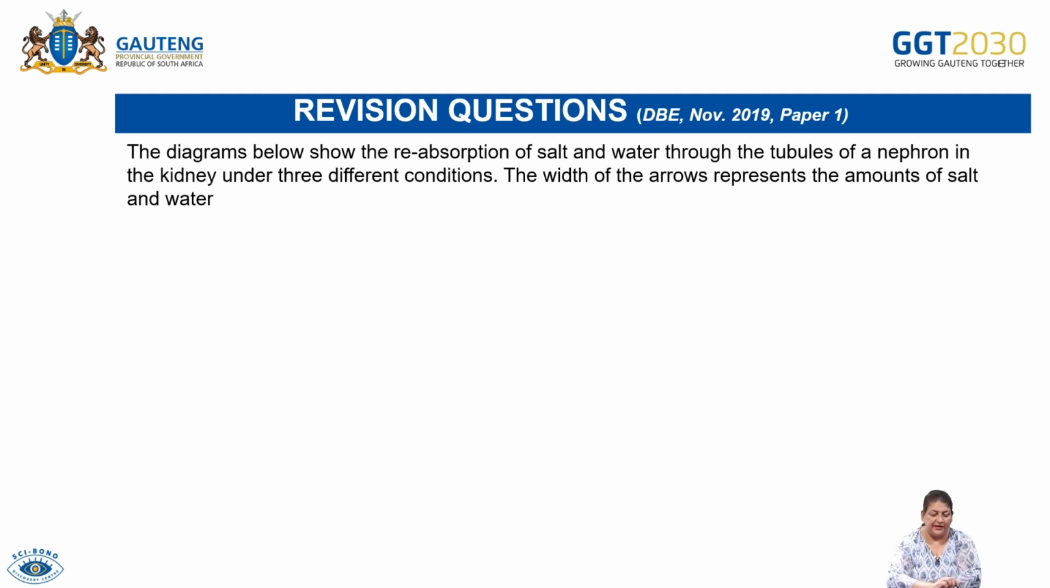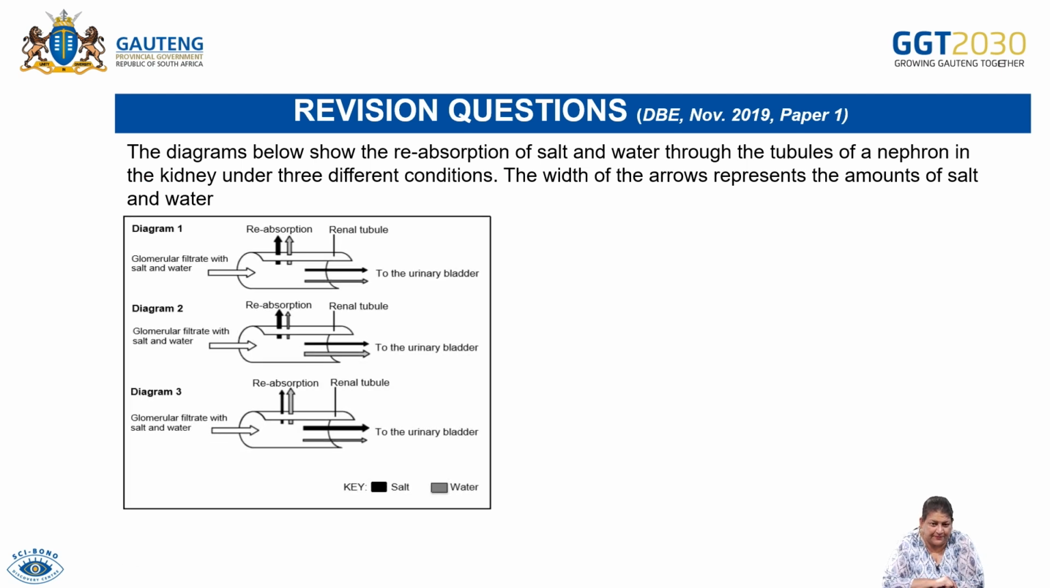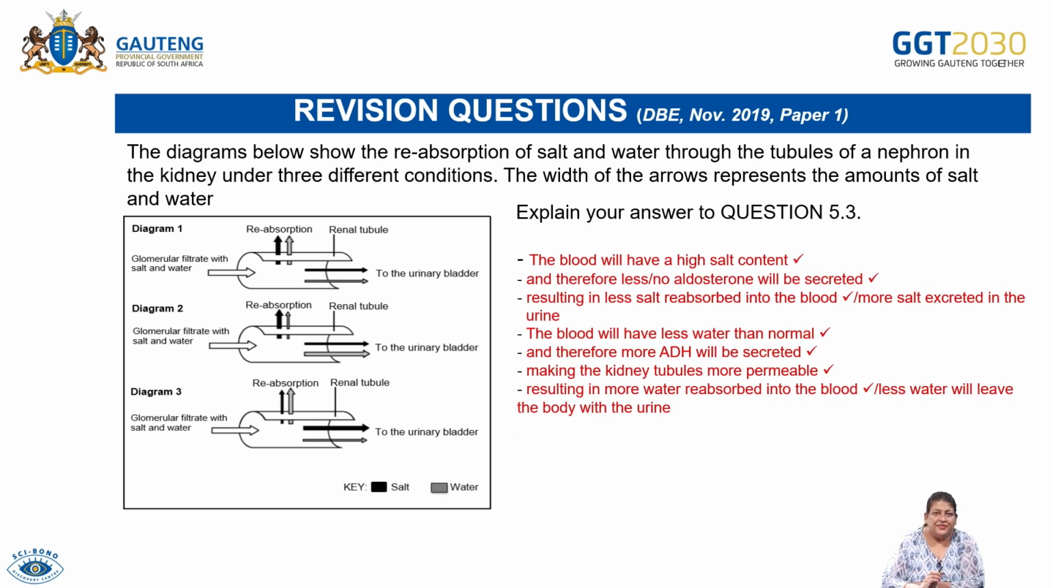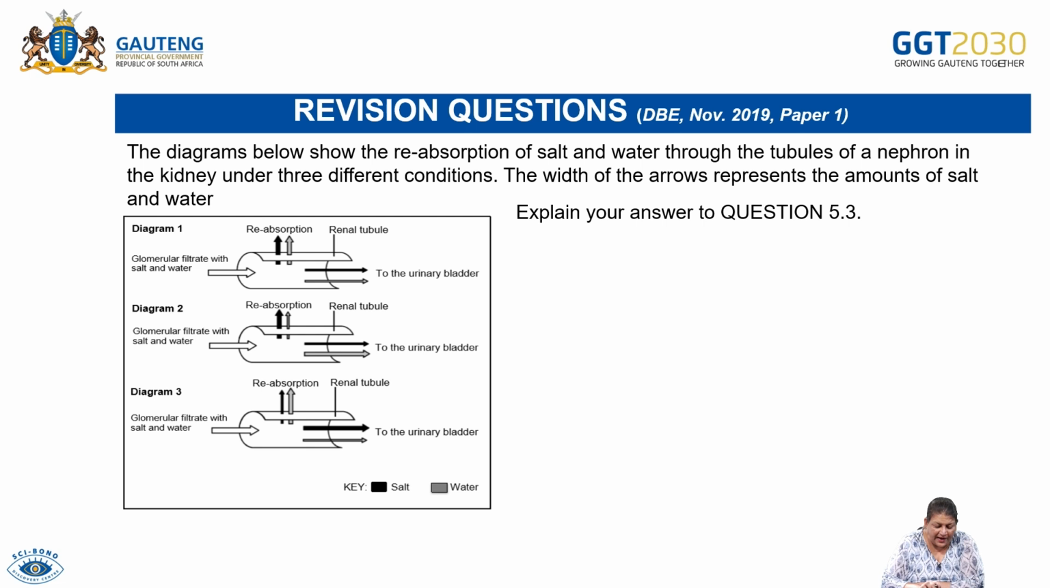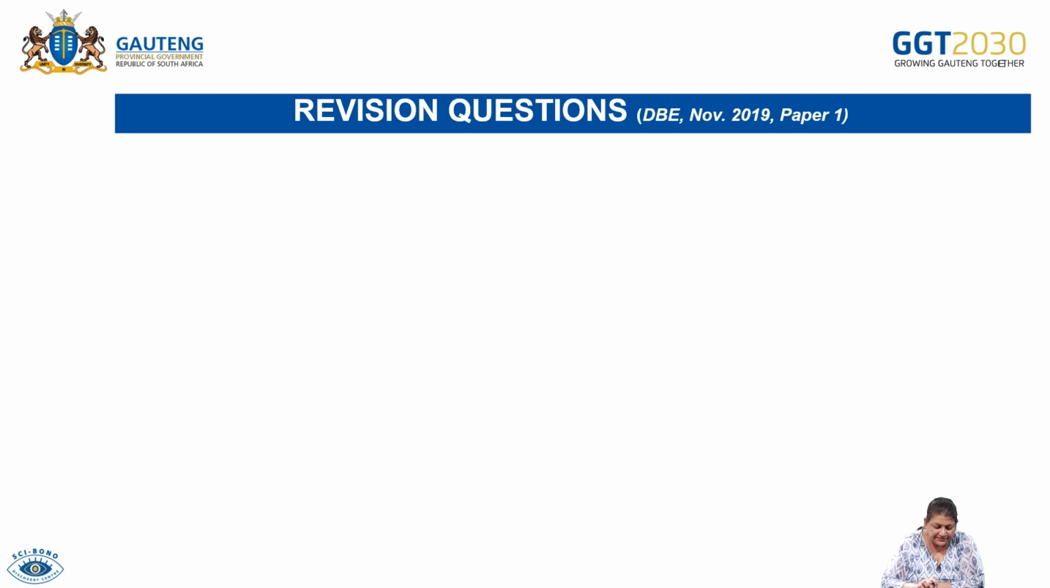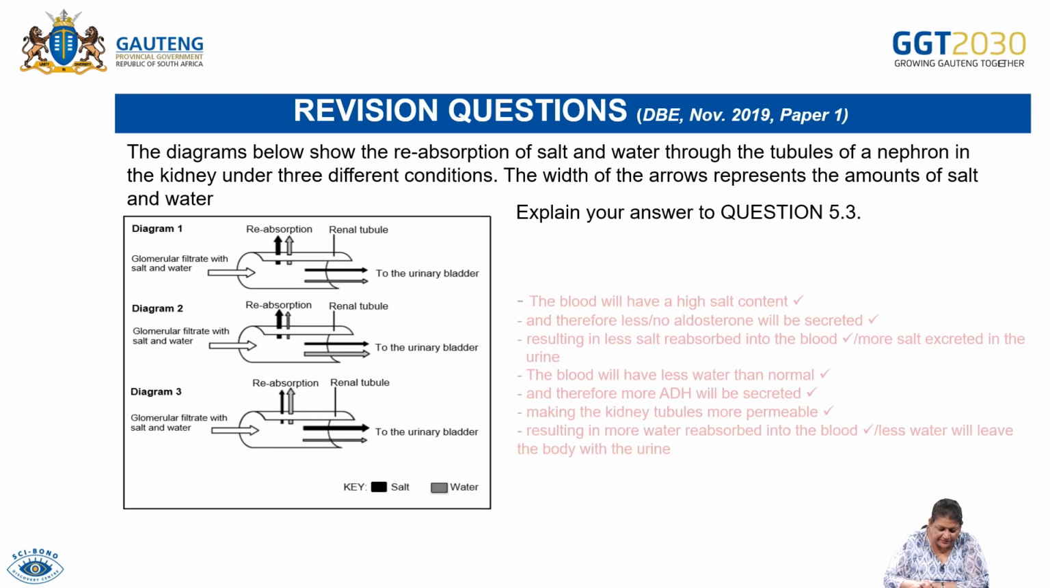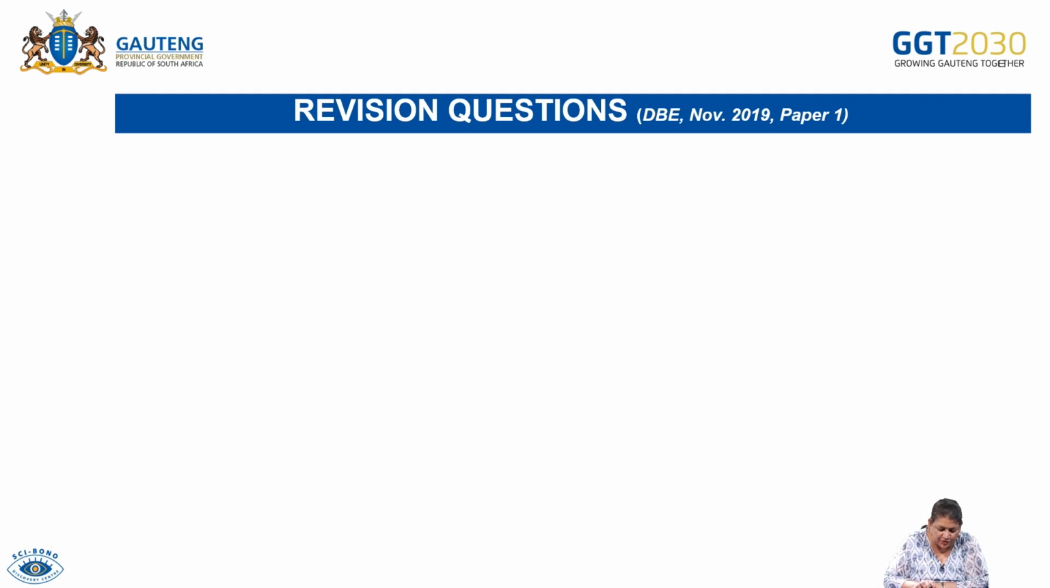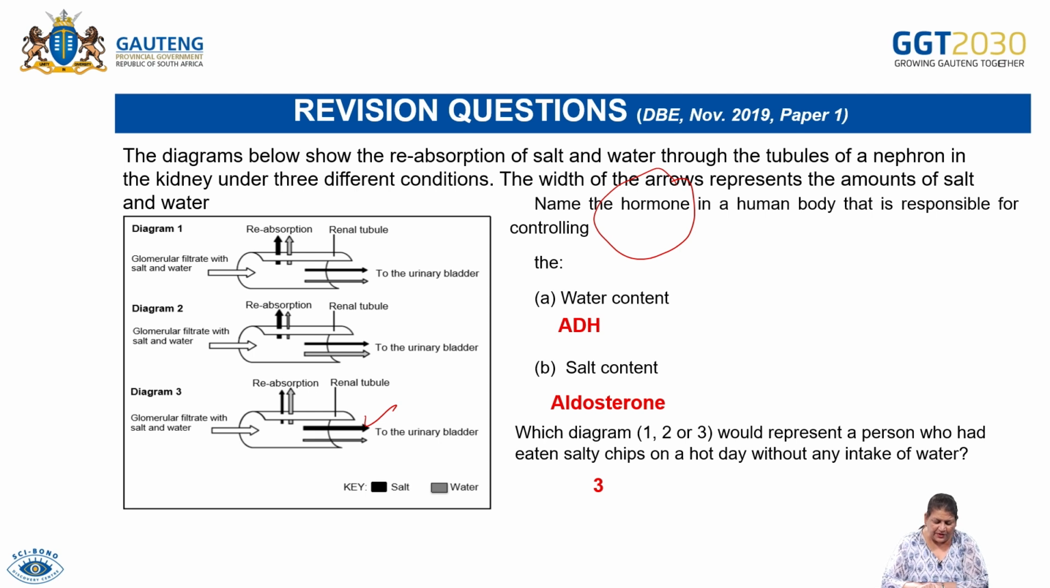All right, so children, here now, what are the revision questions here? The diagram below shows the reabsorption of salt and water through the tubules. Again, the same picture, but now different questions, okay? They want to know, why did we say that? Let us look at it. Okay, children, let's look at this one here. Let's go to the previous one. They want to know, why did we say that diagram 3 represents a person who ate a lot of salt? How do we know that?